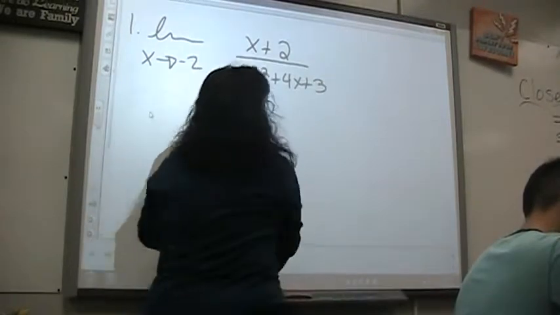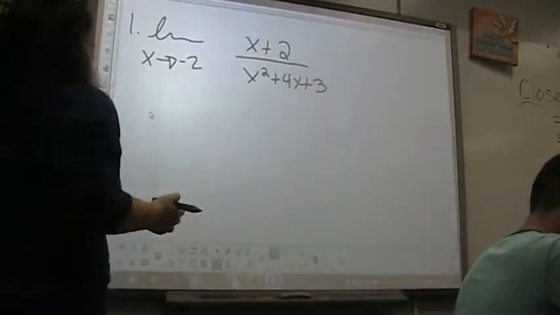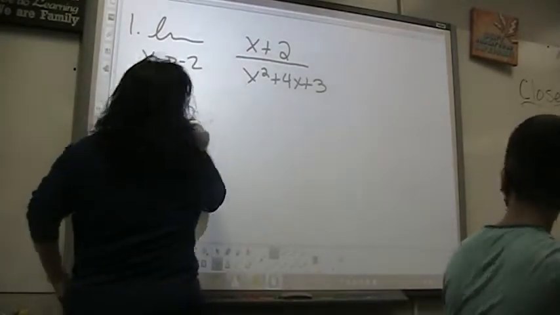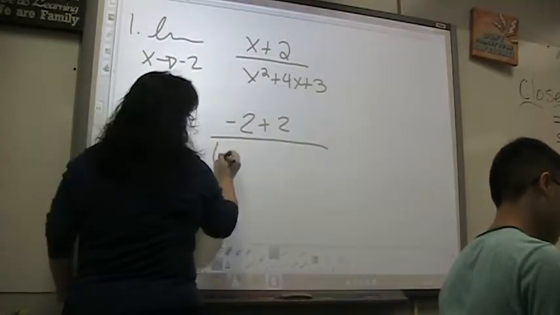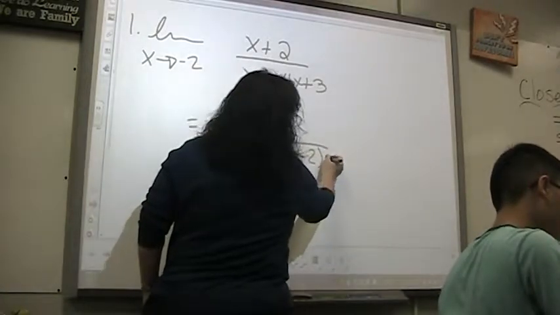Okay, so please be careful. When is 0 okay? At the top. When is 0 not okay? At the bottom. So all you have to do is -2 plus 2, then -2 squared plus 4 times -2.